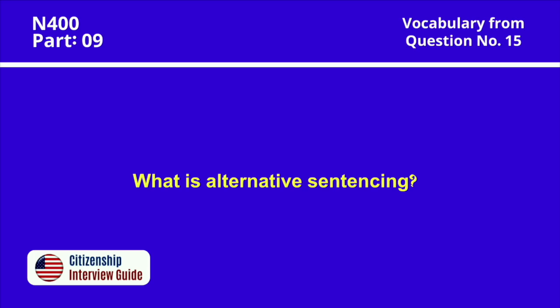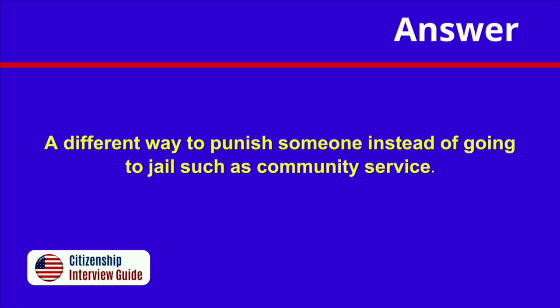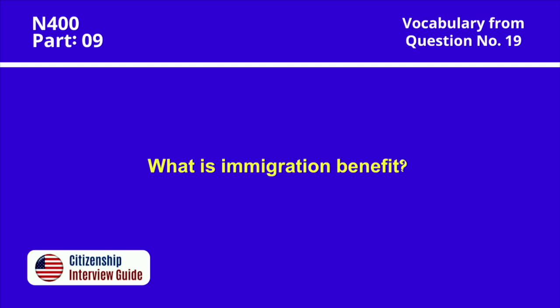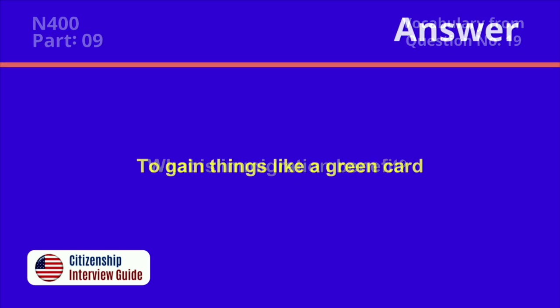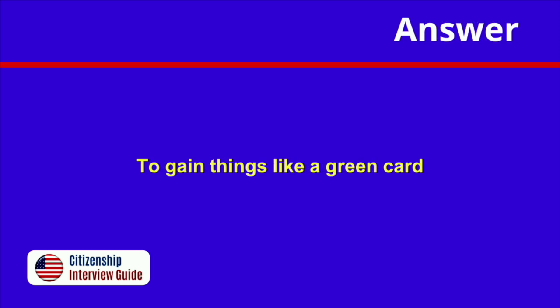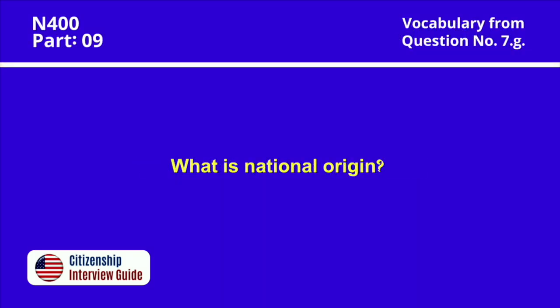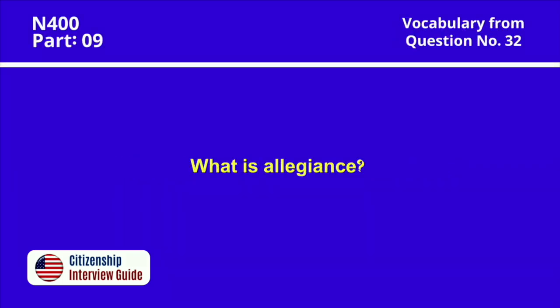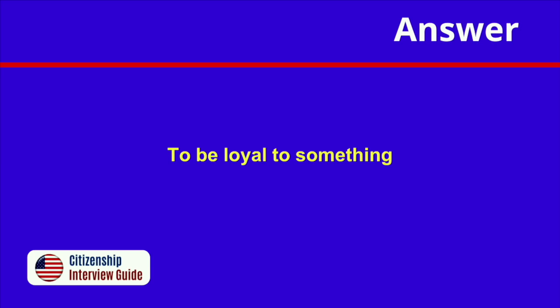What is alternative sentencing? A different way to punish someone instead of going to jail, such as community service. What is immigration benefit? To gain things like a green card. What is national origin? The nation where a person was born. What is allegiance? To be loyal to something.